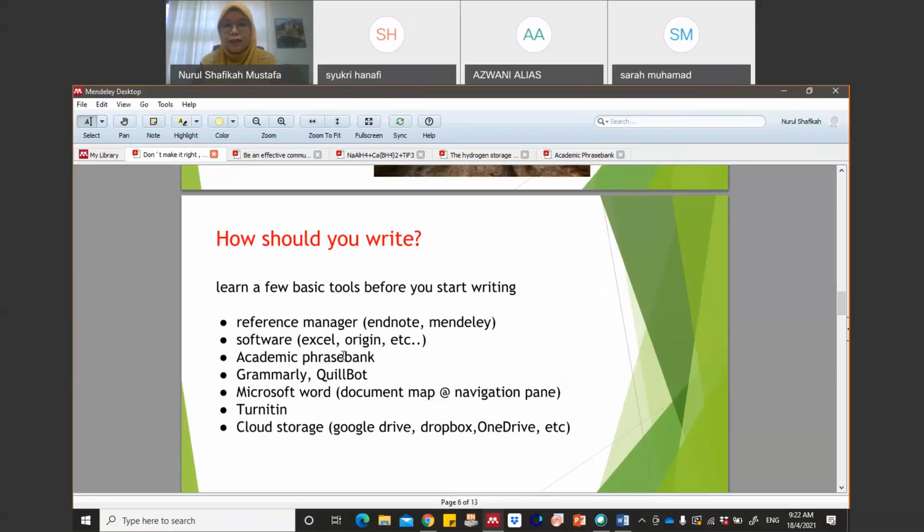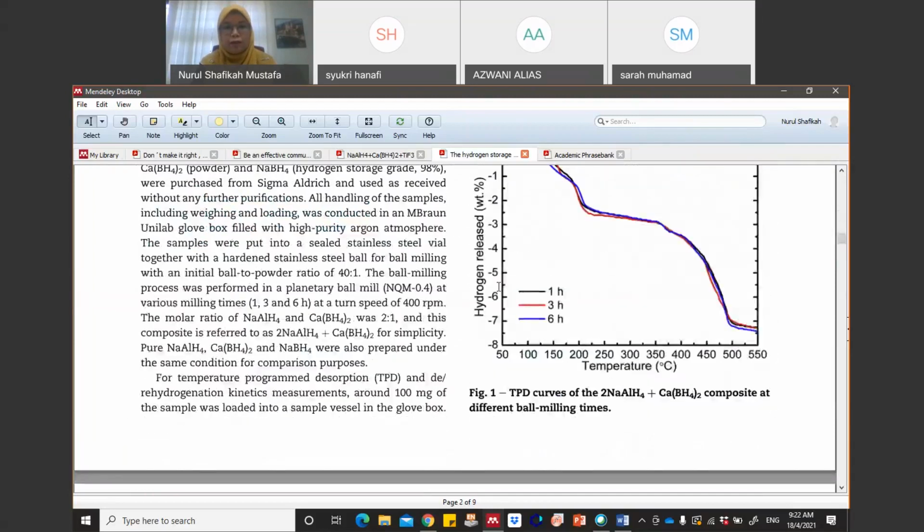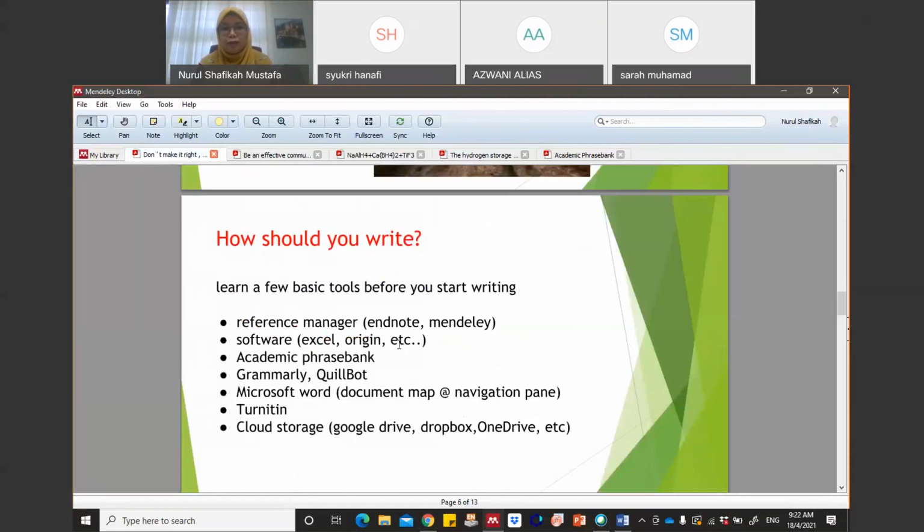Another software such as Excel. Okay, Excel is very important, right? Sebab some people use Excel to plot the result, plot the graph, origin, and another software yang related with your field. For me, I use Excel, origin. Origin I will use as to plot the figure. For example, this is my paper that I have published during my PhD. Okay, the graph ni I plot using origin. So it's very important to have a nice figure, figure yang kemas lah untuk you letak dalam you punya journal, sebab dia akan tengok semua tu, kekemasan you punya kerja. So learn a few basic tools before you start writing.